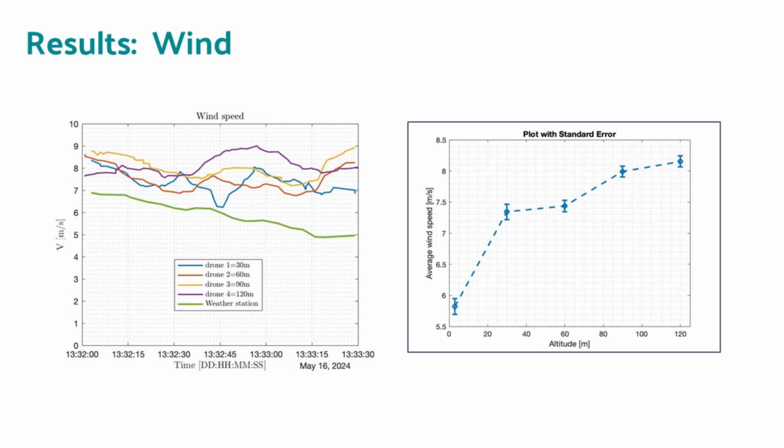Especially on this particularly windy day, wind speeds range from around 6 up to about 8 meters per second. Despite the noise, a clear trend is visible: wind speed increases with altitude, as expected.